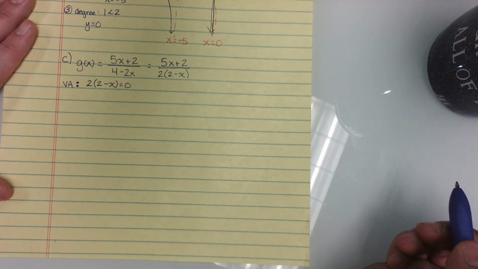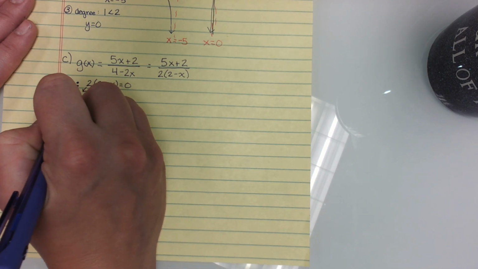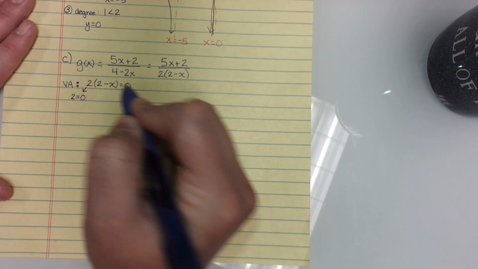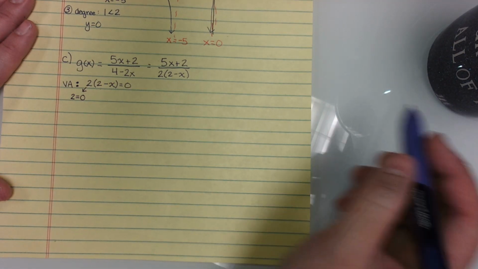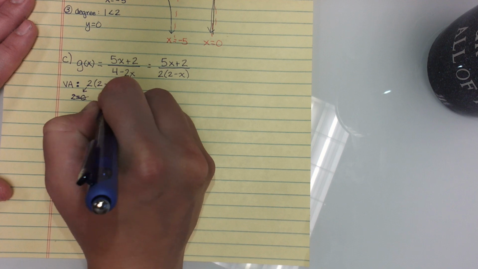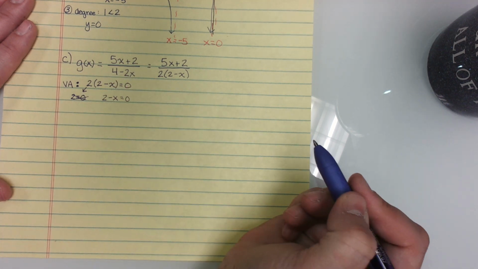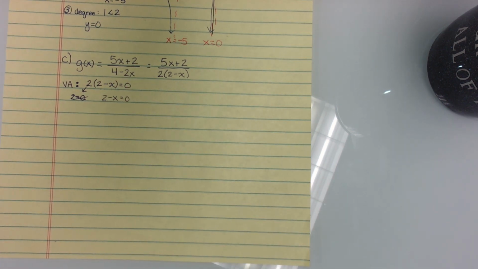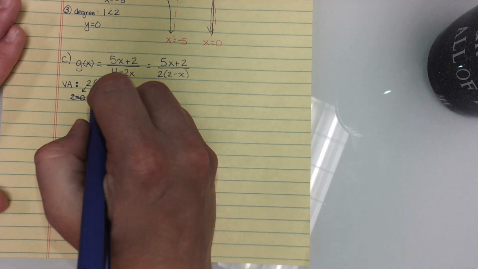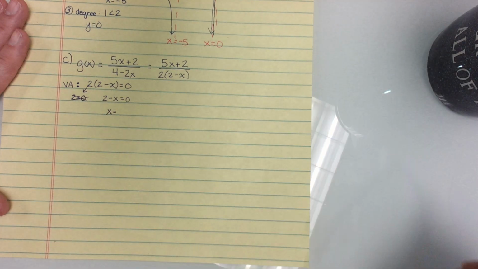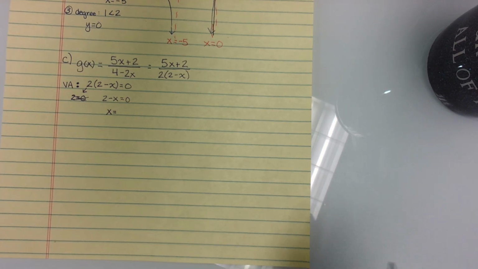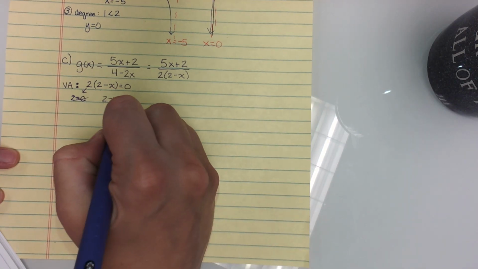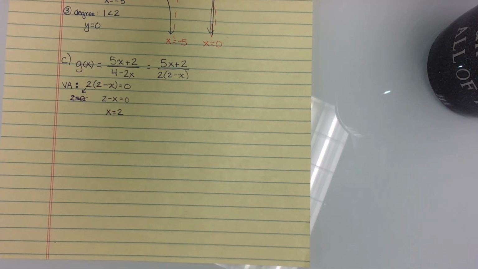Remember, when you're doing a factored form, you split. That does not mean x is 2. That means 2 is 0. Is 2 ever 0? If I get 2 minus x equals 0, what does that mean x is? X equals 2. Subtract 2, divide by the negative 1, ta-da.